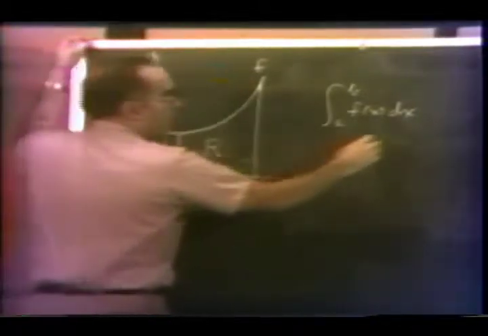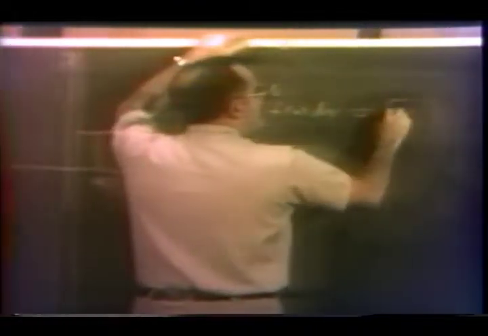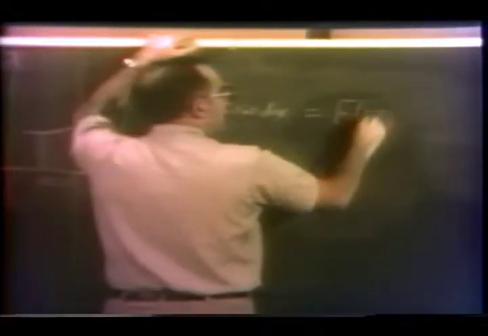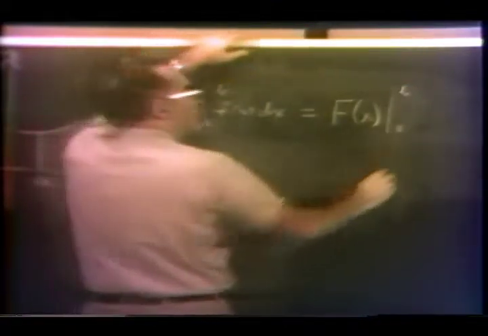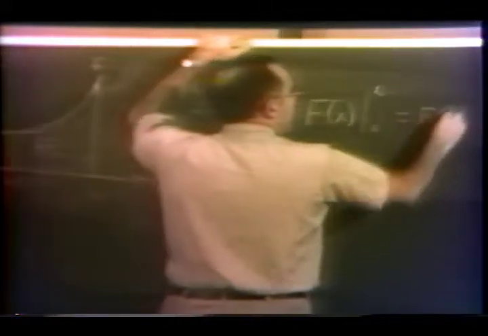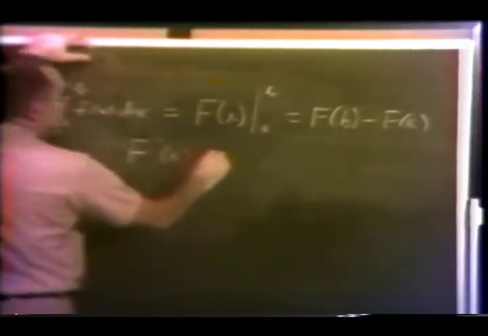And everything in the fundamental theorem of calculus says this is equal to capital F of x evaluated from a to b, which is equal to F of b minus F of a. And this is all predicated on the fact that you can find what? A function whose derivative is this little f here.